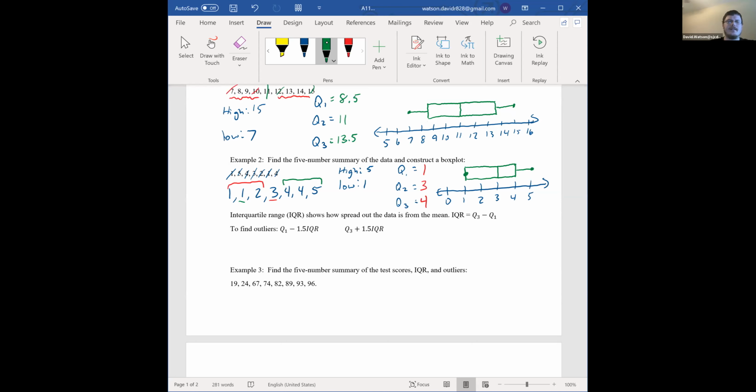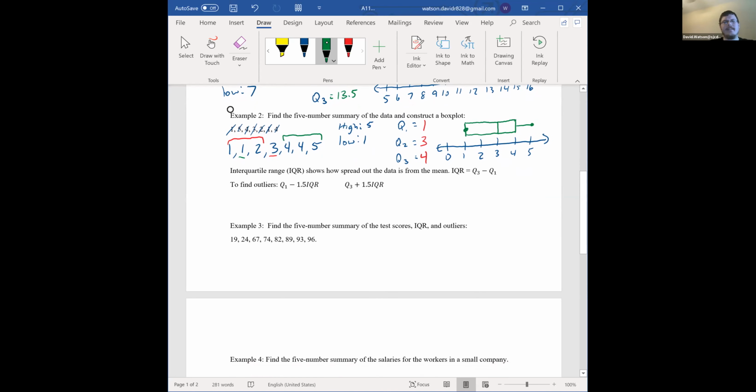All right, so example 3: find the 5-number summary of the test scores, the IQR, and the outliers. So let's find the 5-number summary first. So highest is gonna be 96. Lowest is gonna be 19. Right? Then we need our quartiles. So Q1, Q2, Q3.